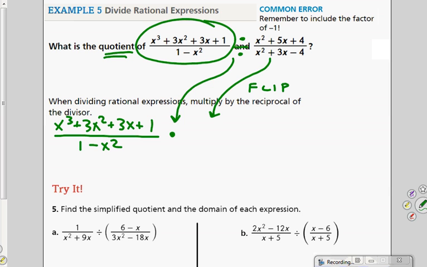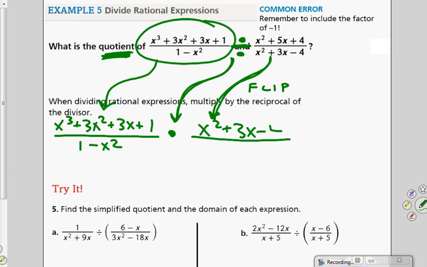Example 5 on page 9. When you're dividing, it says to find the quotient, which would be a division sign, right? You keep the first fraction the same. You change division to multiplication, and you flip the second fraction. Put the x squared plus 3x minus 4 on top. Put the x squared plus 5x plus 4 on the bottom.